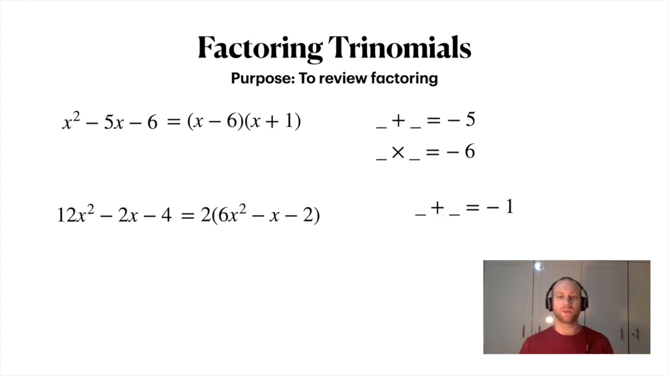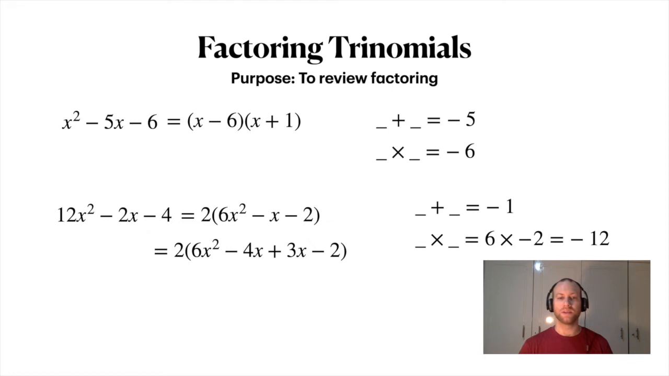So what two numbers are going to add to the middle term, which is minus 1, and instead of looking at what two numbers multiply to minus 2, I need to also take into consideration that 6 that's in front of the x squared. So I'll get this. What two numbers multiply to give me 6 times negative 2? So that's what I'm going to be looking at. What two numbers add to negative 1 and multiply to negative 12? So here we go. That's going to be minus 4 plus 3 will give me that.